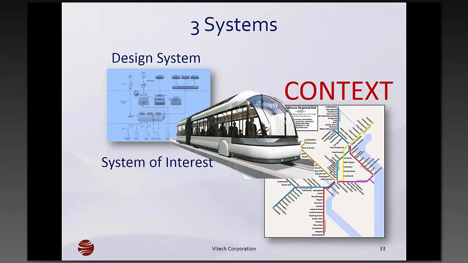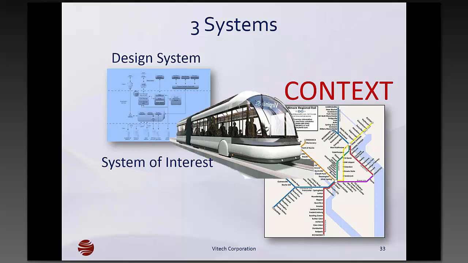Let's think for a minute. Every time you have a system design, you're dealing really with three systems. The one that we're used to and the one that we typically focus on, and rightly so, is the system of interest. So in this case, let's say we're designing a new train to operate in a subway. So here we have a system of interest, and we know that we're designing that train. We don't really typically lose sight of it.